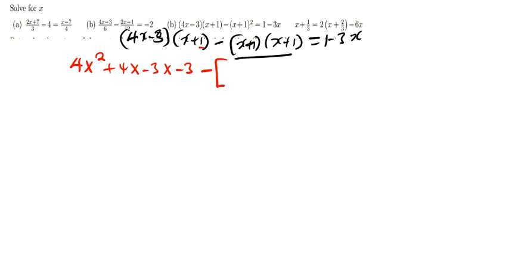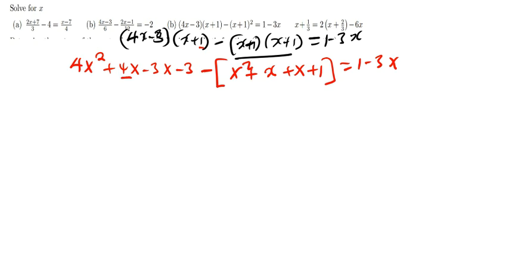Now put a big bracket. So you say x times x, that is x², x times 1, that is x, then 1 times x, that is x, then 1 times 1, that is 1. You put a big bracket because this negative is going to affect everything inside there. That should be equal to 1 - 3x.